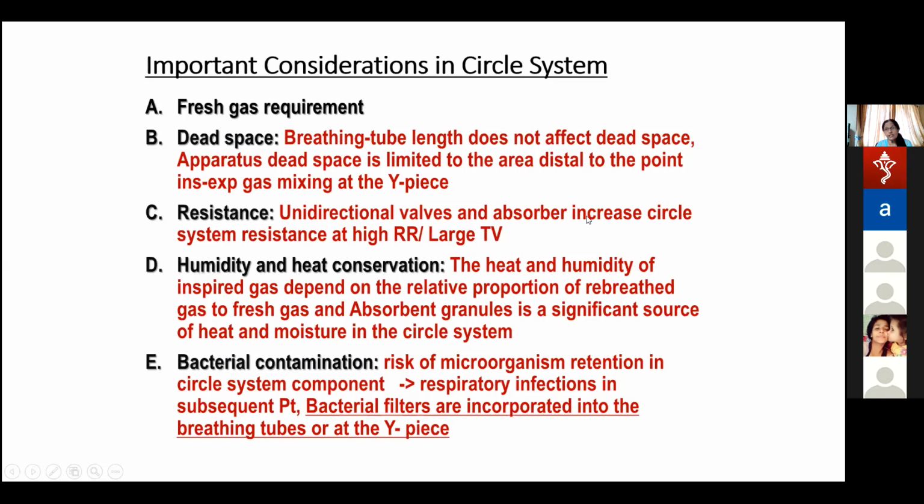Resistance: unidirectional valves and absorber increase the circle system resistance at high respiratory rate and larger turnover. Humidity and heat conservation: heat and humidity of inspired gas depends on the relative proportion of rebreathed gas to fresh gas, and absorbent granules are a significant source of heat and moisture in the circle system. Bacterial contamination: risk of microorganism retention in circle system components, and respiratory infections in subsequent patients. Bacterial filters may be incorporated into the breathing tubes or at the Y piece.